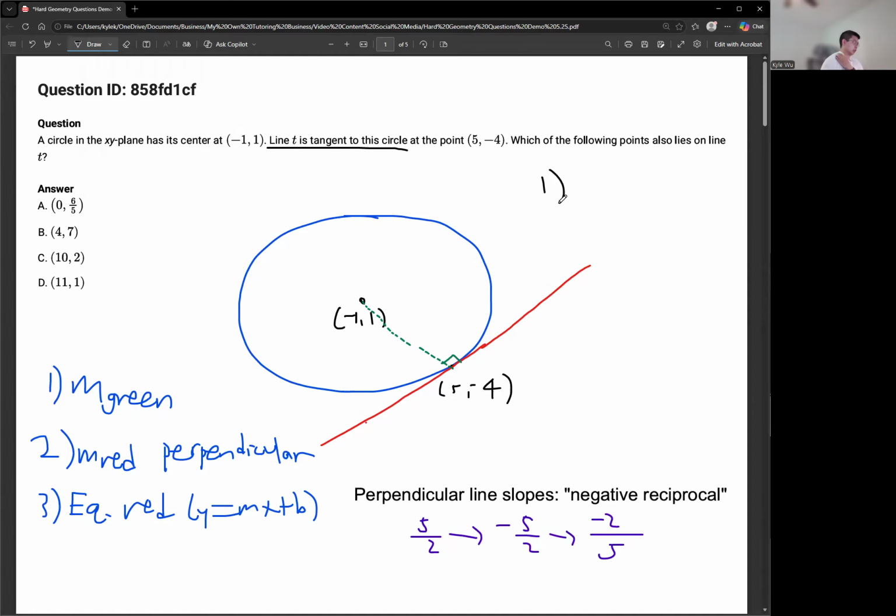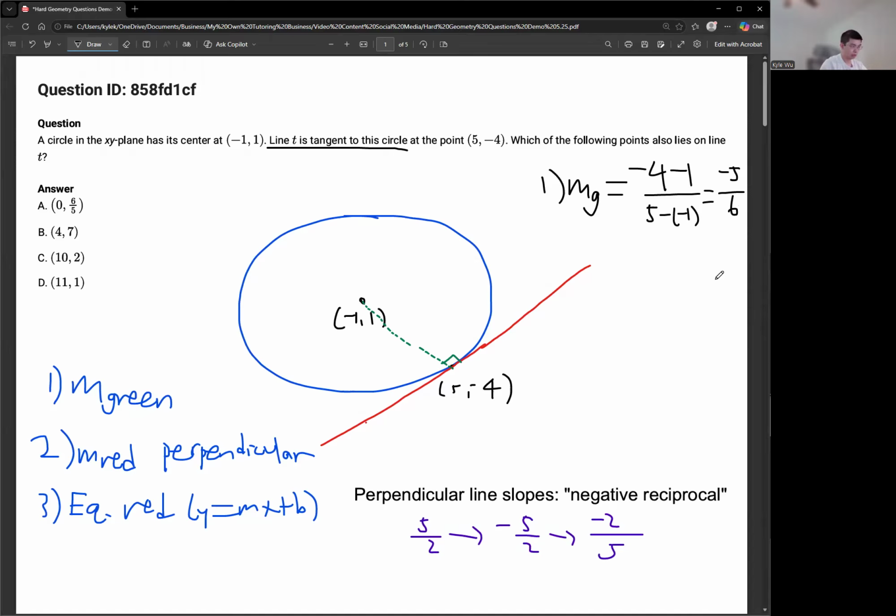Step one. Remember how you find the slope: y2 minus y1 divided by x2 minus x1. So the slope of the green line is going to be -4 minus 1 over 5 minus -1. And this gives me -5/6. So that's the slope of the green line.